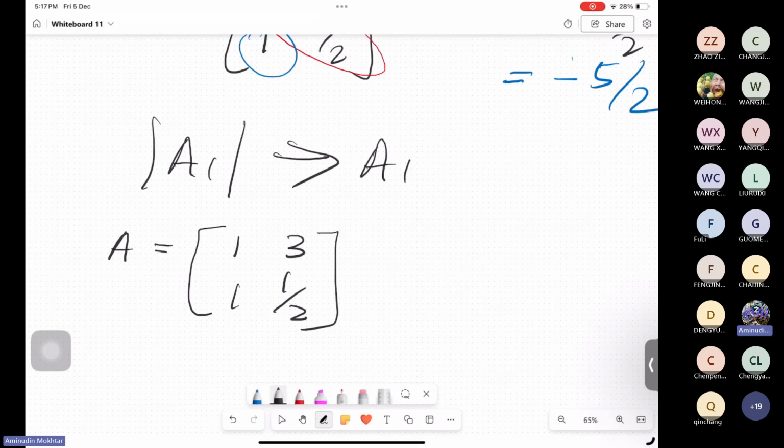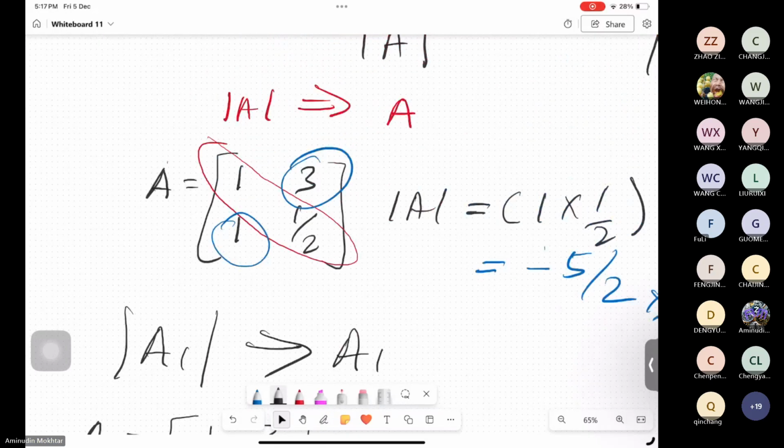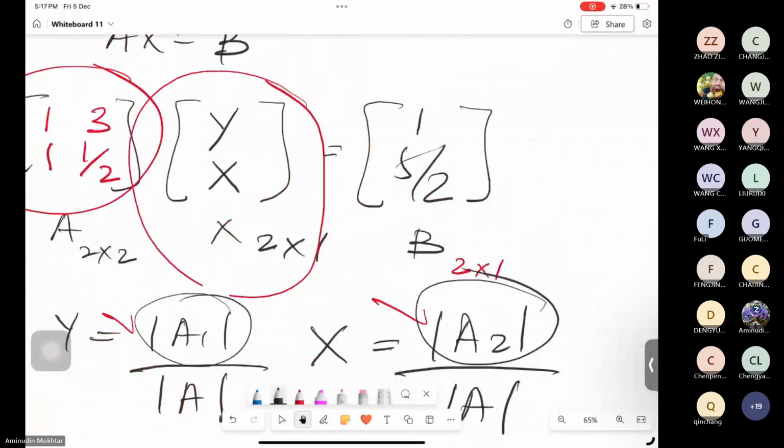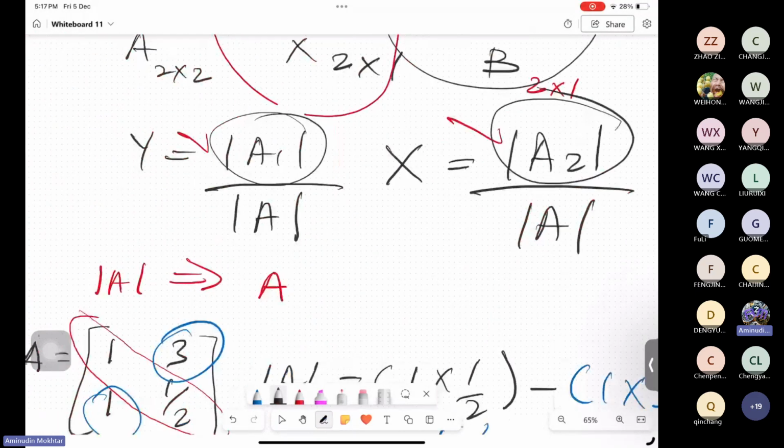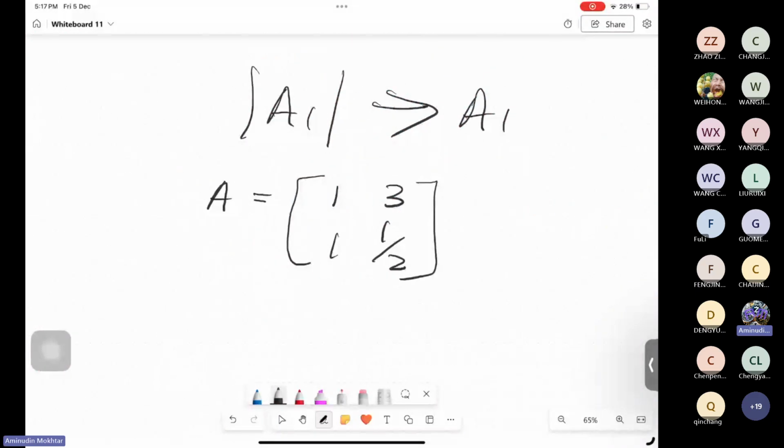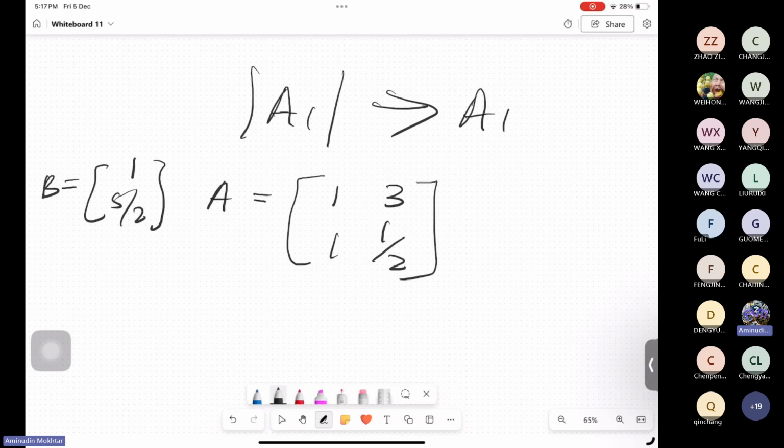For matrix A1, we need matrix B. What is B? This one is matrix B: 1, 5/2. I write it here, matrix B equals 1, 5/2.